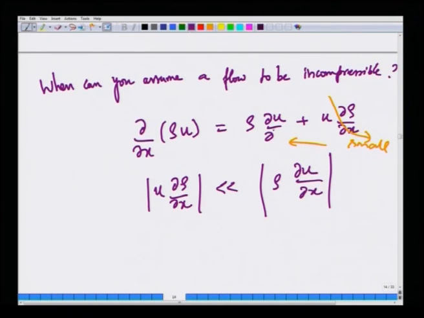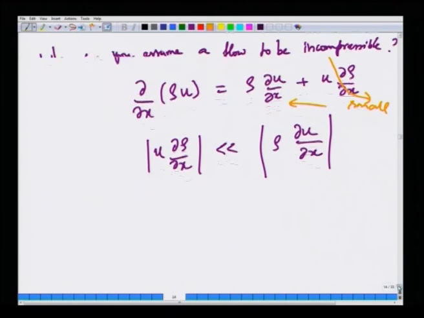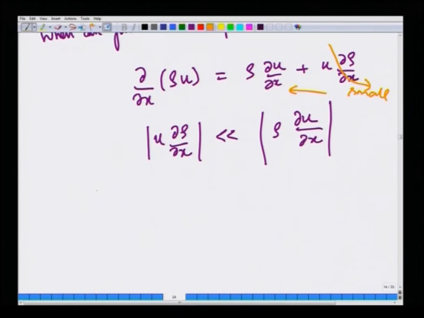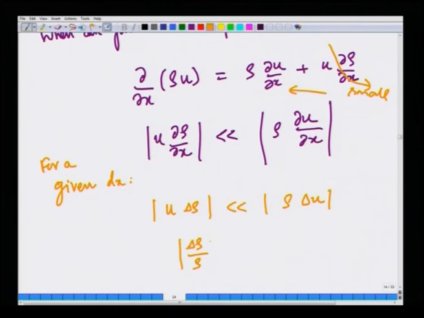So, if such is the case, we can argue when can this happen. For a given dx, we can write this as u times del rho small compared to rho times del u, or del rho by rho is very small compared to del u by u.